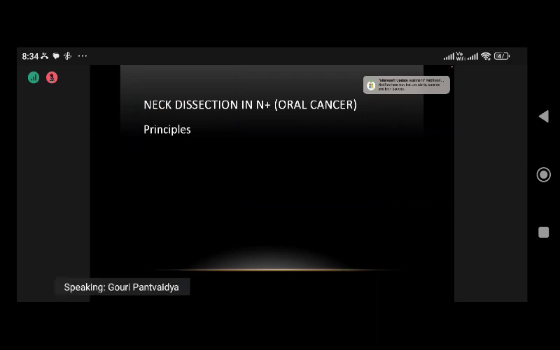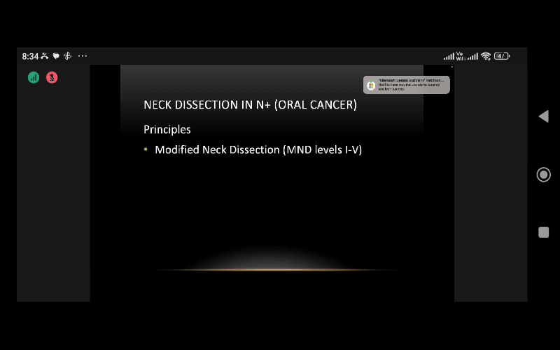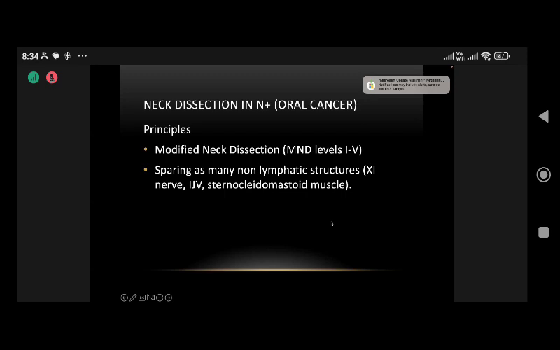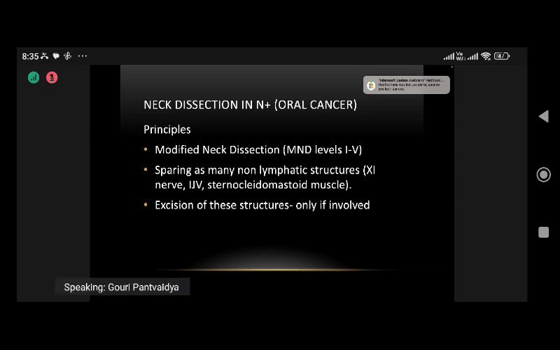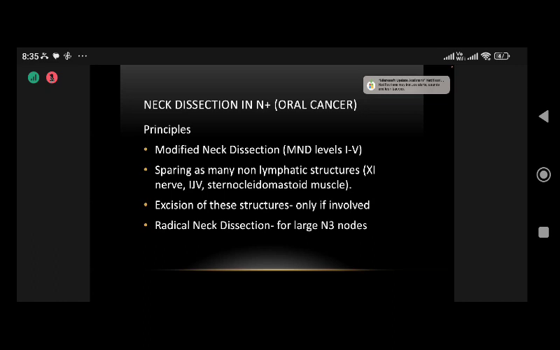Okay, so I'm going to talk about the principles of neck dissection in node positive oral cancers. Now, generally, what is performed is a modified neck dissection where you encompass level 1 to 5. But even in this, we have to spare as many non-lymphatic structures as possible, those which are not involved: the spinal accessory nerve, the IJV, and the sternocleidomastoid muscle. These structures have to be excised only if they are grossly involved by the nodal disease. Radical neck dissection is now almost non-existent, and it's only used for very, very large N3 nodes.